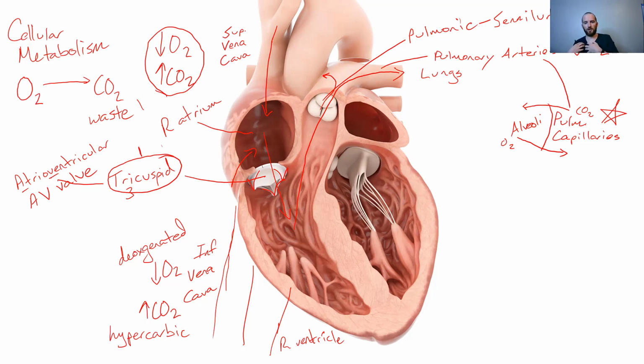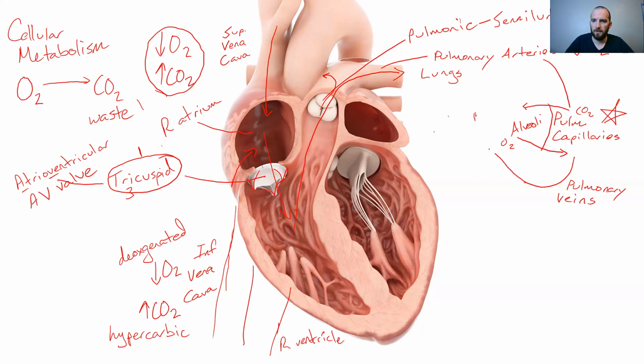We get all that good oxygen into our bloodstream, and we get all that carbon dioxide waste product out of our bloodstream back into our lungs so that we can breathe it out and eliminate it from the body. So that's at the capillary level. On the other side of capillaries are veins. So these are the pulmonary veins, and veins bring blood back to the heart.